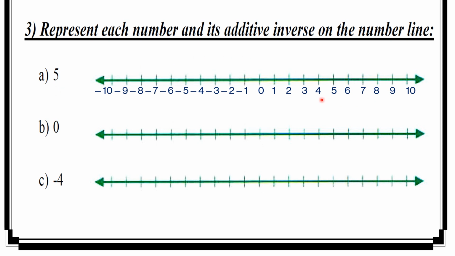I will move to the point 5 here and draw a point. And what is the additive inverse of 5? It will be negative 5. So here is negative 5, draw point.